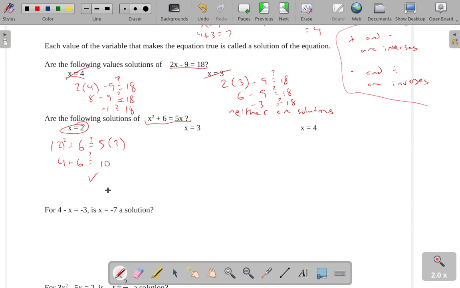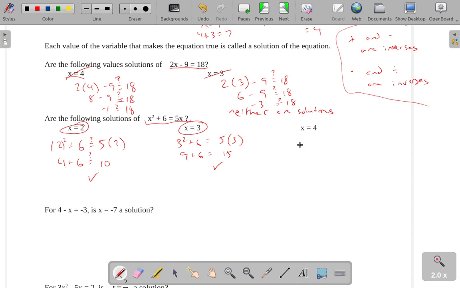Now, just because something is a solution doesn't mean that that's the only thing that's a solution. Let's try x equals 3. So let's go 3 squared plus 6 equals 5 times 3. That's 9 plus 6 equals 15. That one's a solution as well. So you can see both x equals 2 and x equals 3 are solutions to this equation.